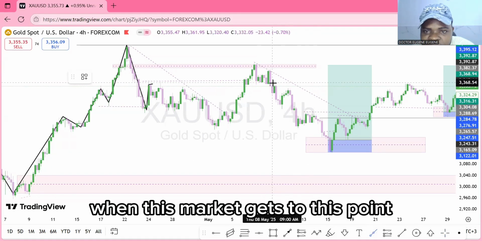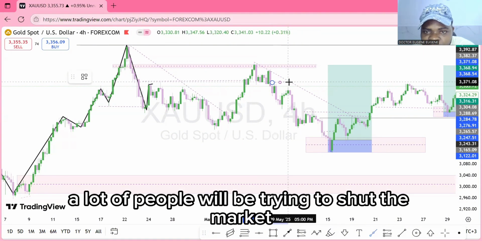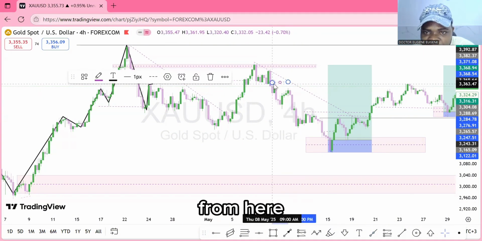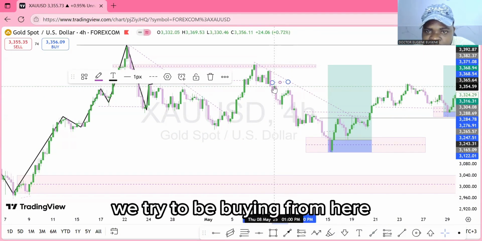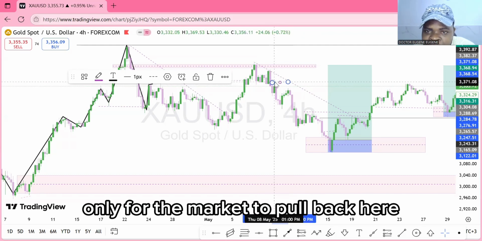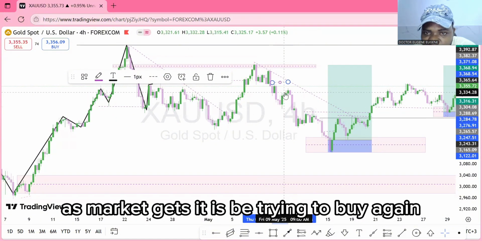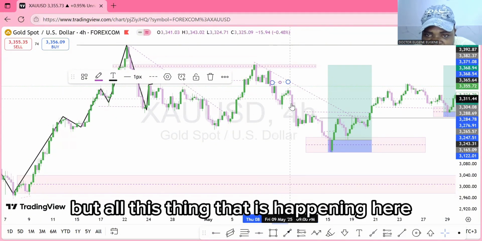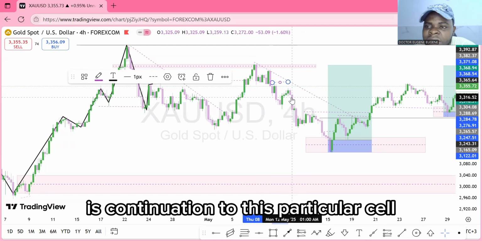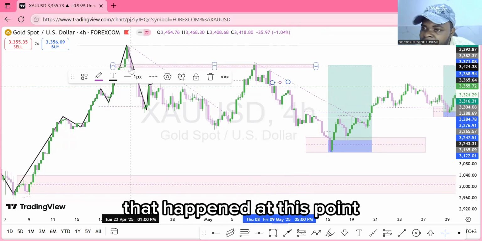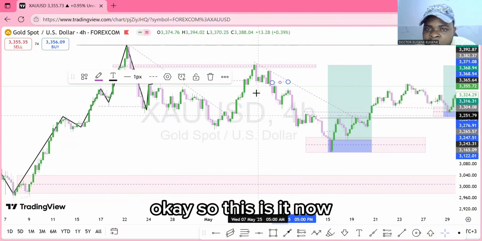When this market gets to this point, a lot of people will be trying to short the market from here. We try to be buying from here, only for the market to pull back here and take them out. As the market gets here, they will be trying to buy again. But all this that is happening here is a continuation of this particular sell that happened at this point. Okay, so this is it now.